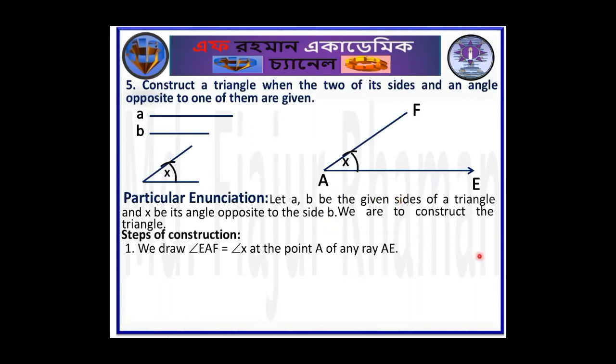And then again, we draw angle EAF equal to angle X at the point A of AE. And then the length a may be taken from AF. We just have to write: we cut off AD equal to a from AF.